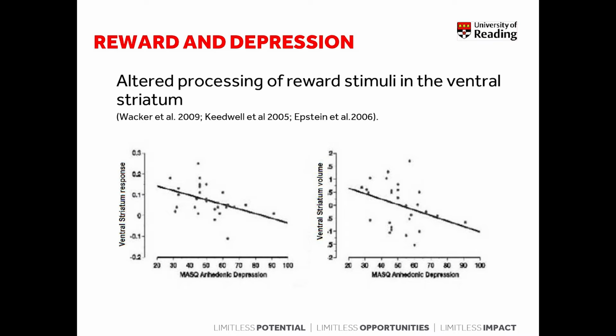And this is what's shown here. This is what's called a negative correlation. All it really means is that as the symptoms of depression, or anhedonia in depression, the symptoms of an inability to experience pleasure, increase, the brain activity in key parts of the brain, like the ventral striatum, actually decreases. So this is well documented now in depressed patients.